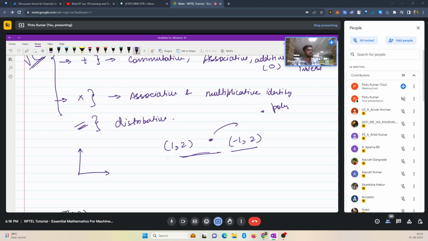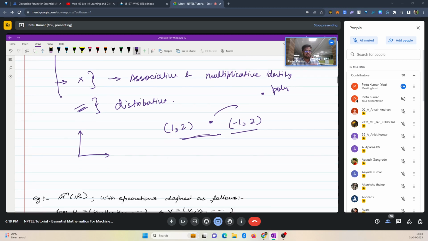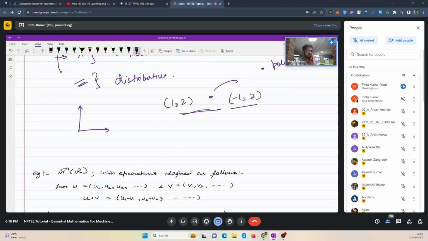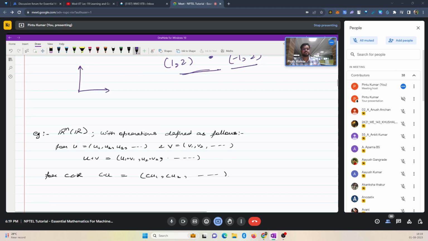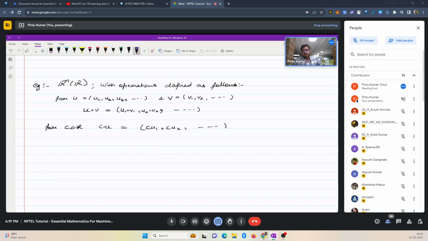So defining this large number of properties will later help us calculate many things on different kinds of structures. These things will be clear when we look at particular examples. Does anybody have any doubt related to the definition of vector space or whatever I talked about till now?